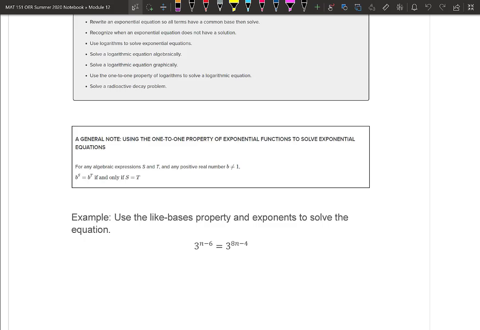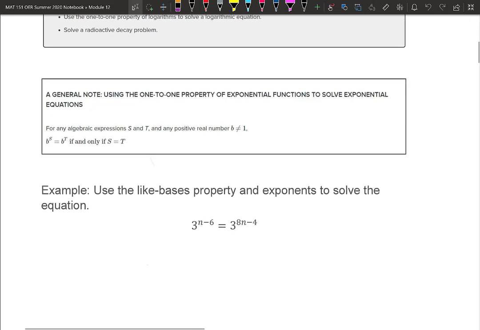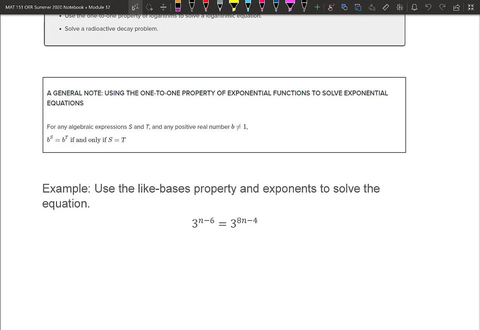Okay, so one of the first things with exponential equations, that's where we'll start, is that you have scenarios where you're looking at an equation where both sides have the same base. For instance, here you have 3 to the n minus 6 is equal to 3 to the 8n minus 4. And really what it boils down to, and that's what the general note says, you can basically drop the base, right? So you can drop the base and just focus on the exponents. So the two expressions in the power are equal.